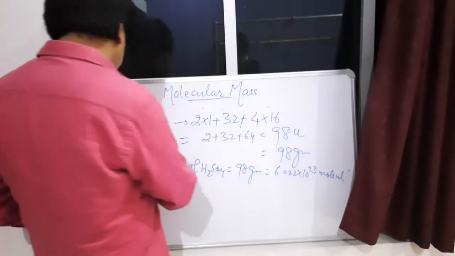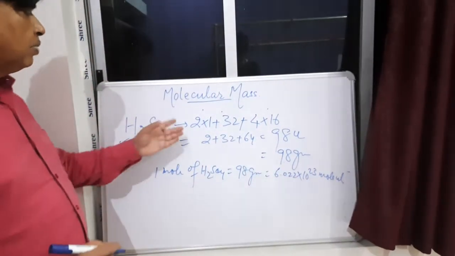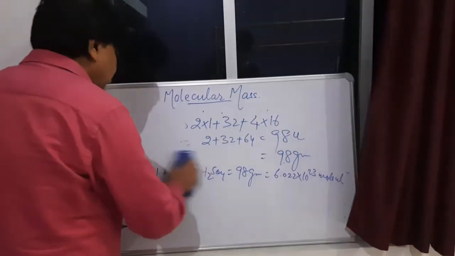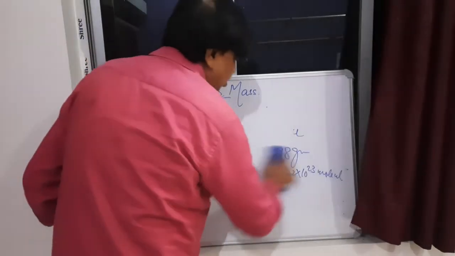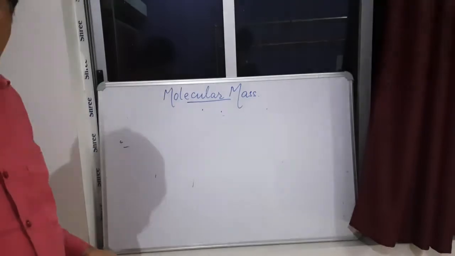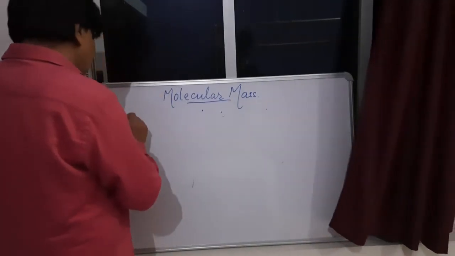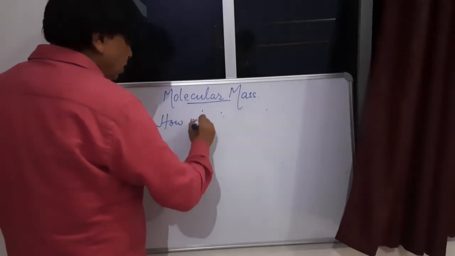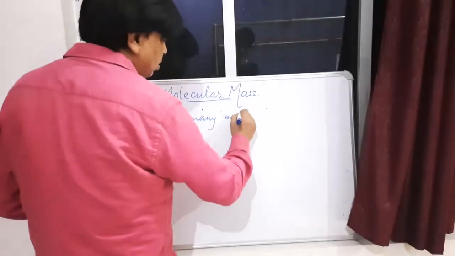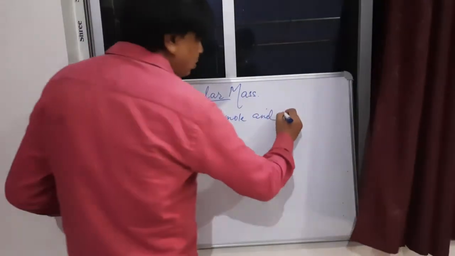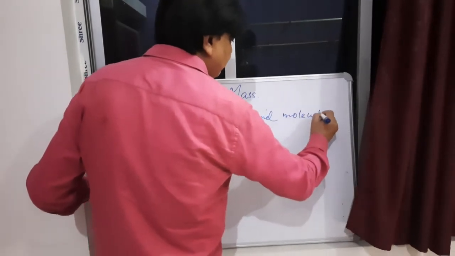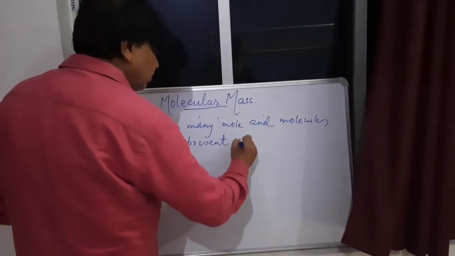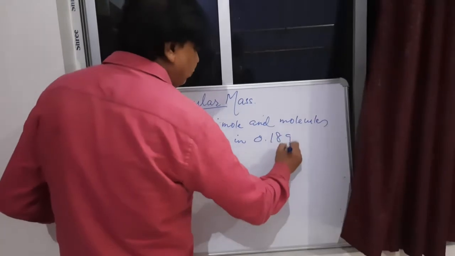So these are the laws. You can find the molar mass of a compound, and from that you can find the moles and molecules. So how can you find the moles and molecules of any compound? Let's suppose the question is: how many moles and molecules are present in 0.18 gram of H2O?